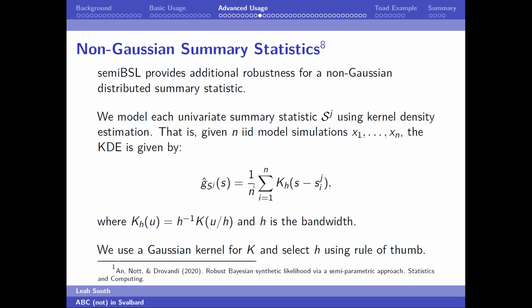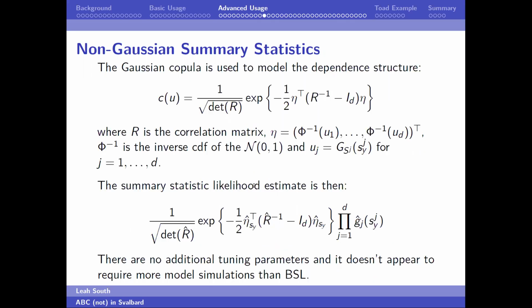Okay, so now you've got marginals that are normally distributed, and you're going to approximate the full set of summary statistics using a multivariate normal approximation to that. So that's what this thing is doing here. It's using a Gaussian copula to model the dependent structure.